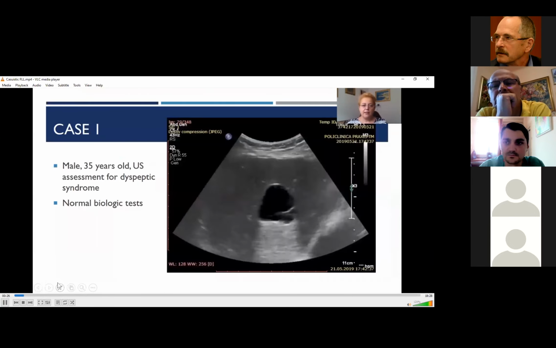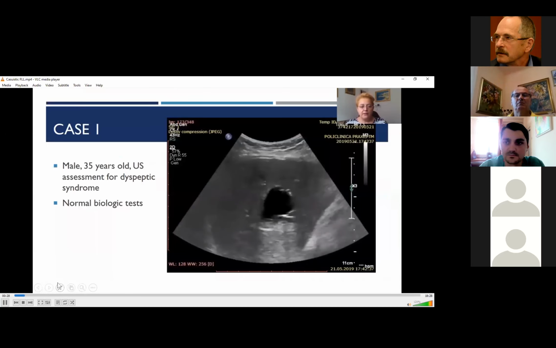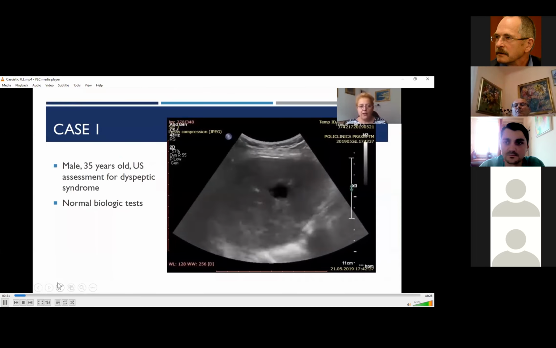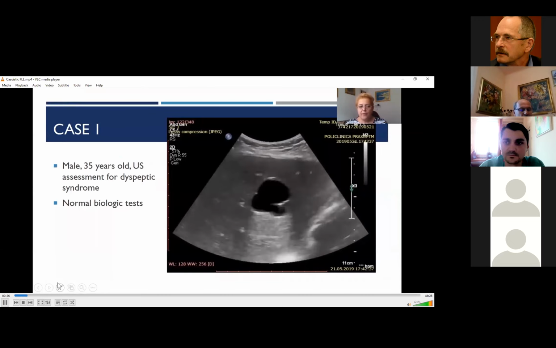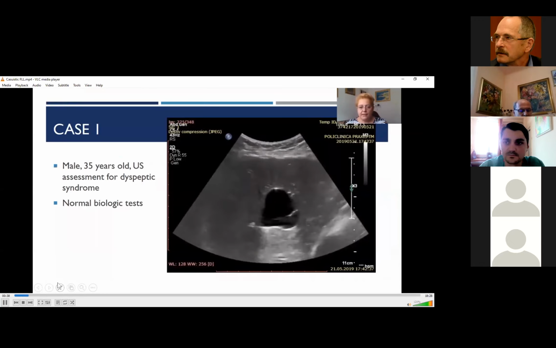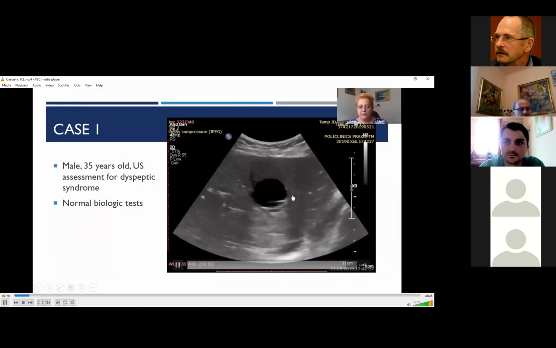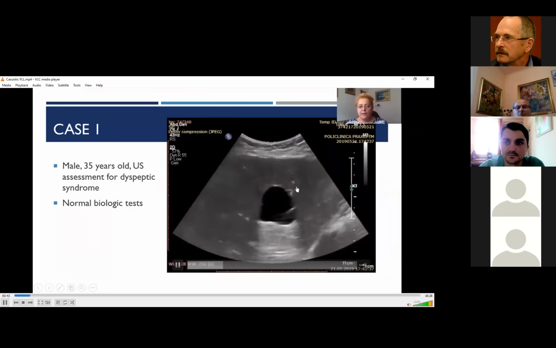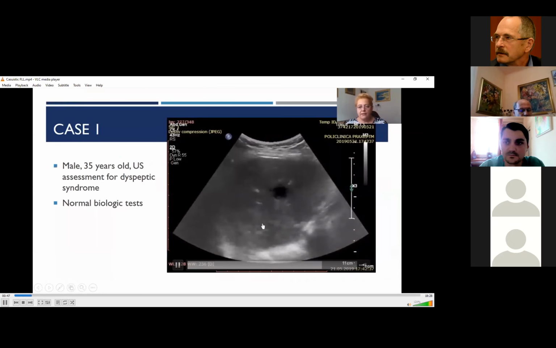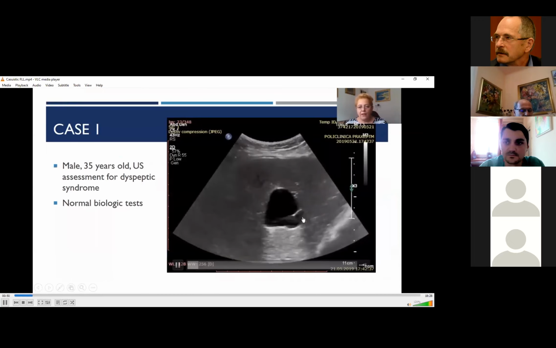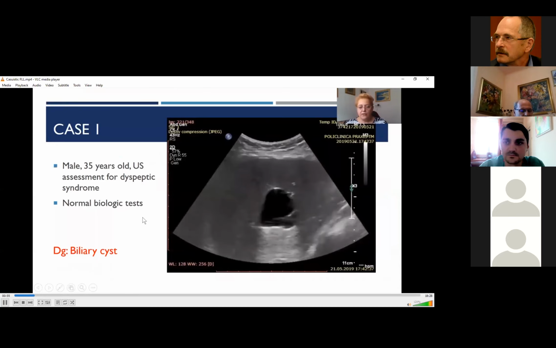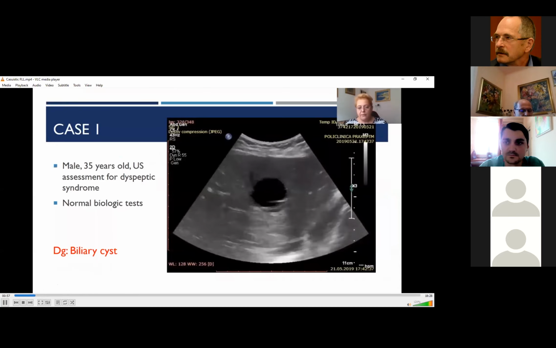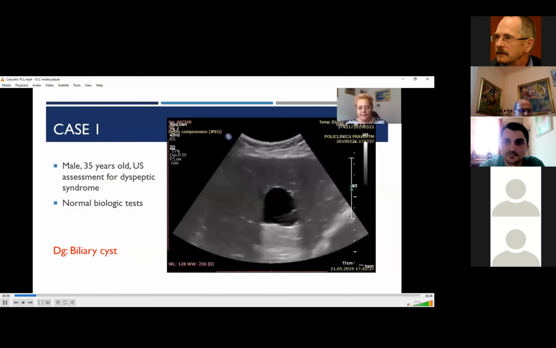So the first case that I will present to you is of a young male, 35 years old, who presented for a dyspeptic syndrome, nothing specific, with normal biologic tests. And this is what we saw in ultrasound. As you can see in the left liver lobe, there is a large anechoic lesion, approximately 4 centimeters in diameter, with very thin walls and also with posterior amplification. Based on this aspect, my main suspicion was of biliary cysts.